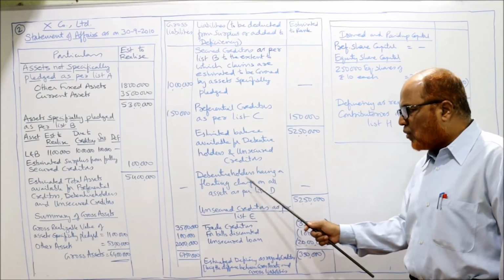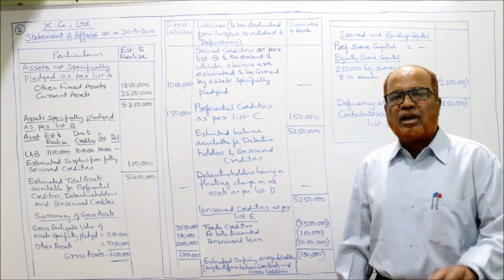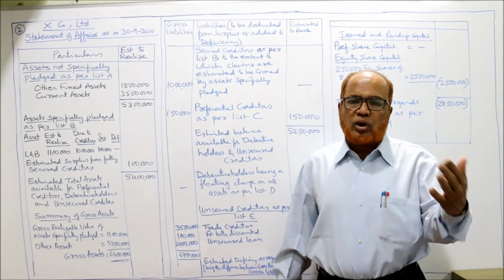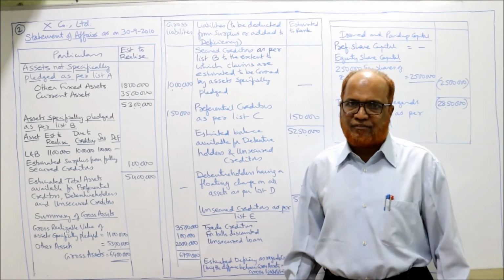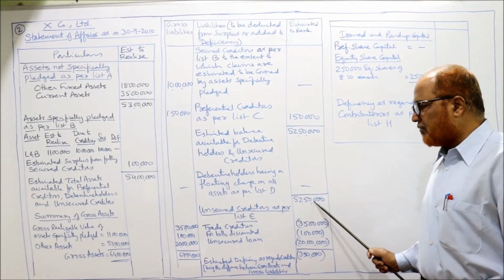Debenture holders having a floating charge on all assets as per list D, we don't have. In the problem, we have debentures fully secured, but debentures having a floating charge on all the assets, we don't have. That's why put a dash in both the columns. Take the same amount, 52 lakh 50,000.